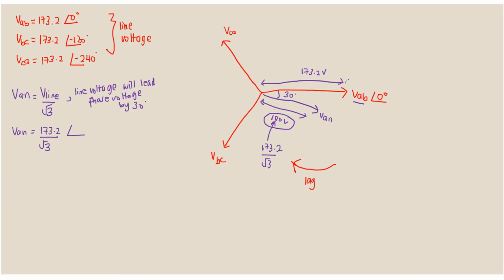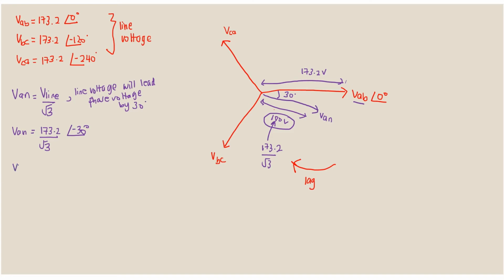So make sure that when you draw the phasor diagram, the magnitude of the line voltage and the magnitude of the phase voltage are not the same. Now you can write here, it's negative 30 degrees.